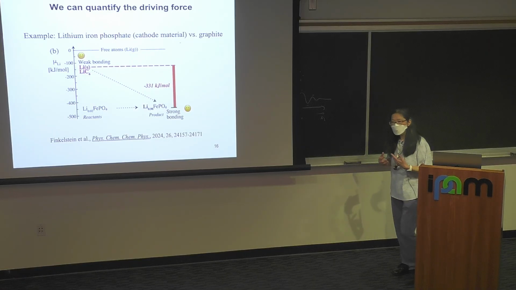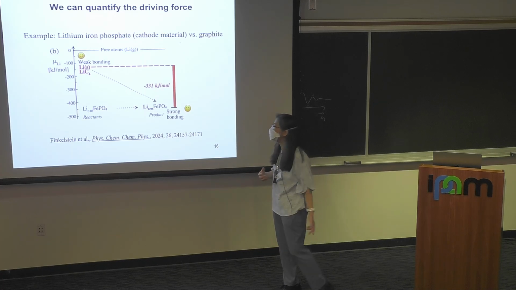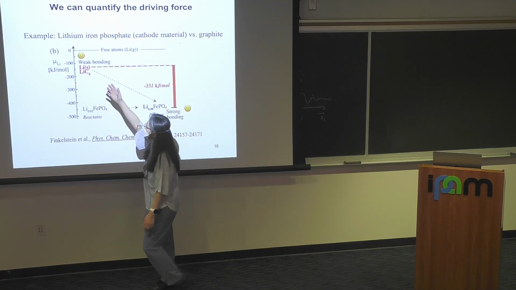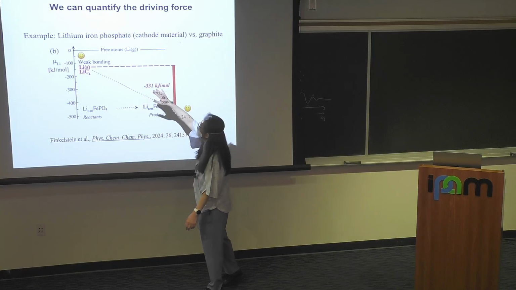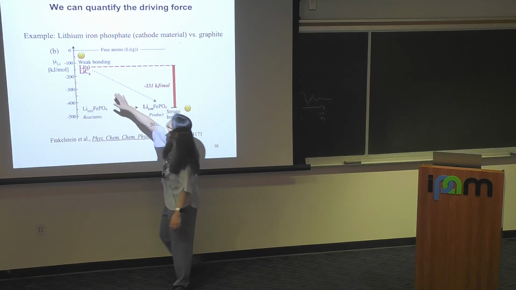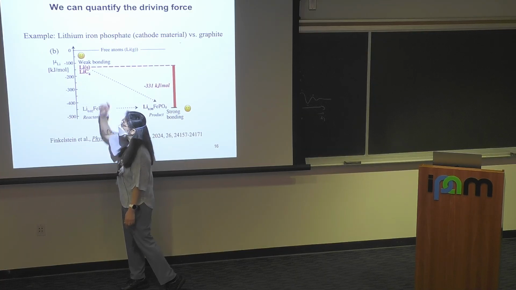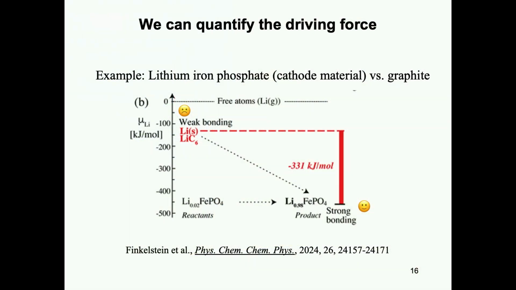Yes, lithium in the cathode is happier. And you can quantify those driving forces from thermodynamics calculations and measurements. This is the example of lithium iron phosphate. You can calculate the chemical potential in different phases, with respect to lithium metal and lithium in graphite. So you have this much driving force to go from graphite to lithium iron phosphate.